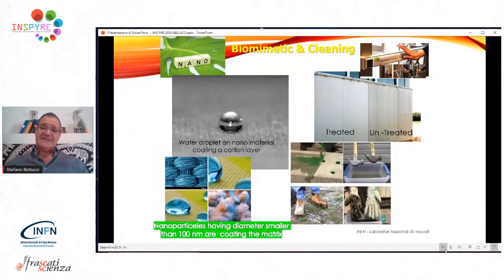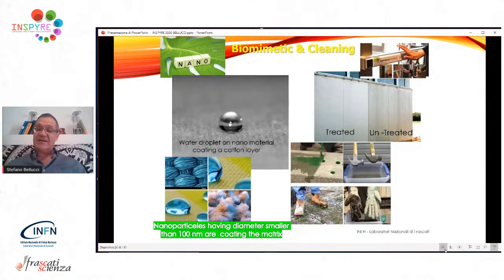In all these devices, often we use nature as a guidance. So we imitate nature. That is why we have biomimetic devices. You see an example on the left, where you see the water droplet on a cotton layer, which has been coated by titania nanoparticles, which have a diameter of 100 nanometers or smaller. And this coating allows essentially the realization of an artificial imitation of the lotus. The lotus leaf displays what is called the lotus effect, where the droplet of water cannot be absorbed and remains on the surface of the leaf. And so it happens in this cotton layer.